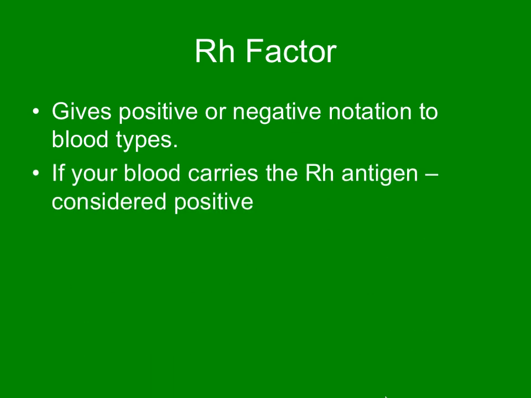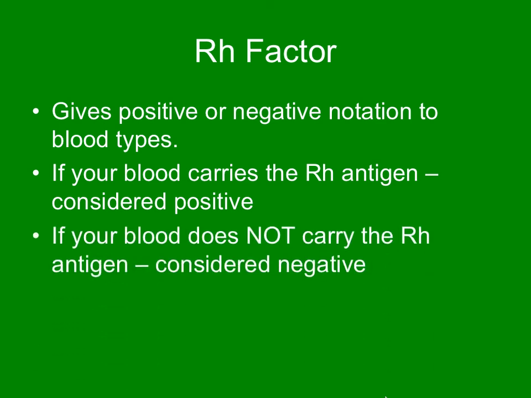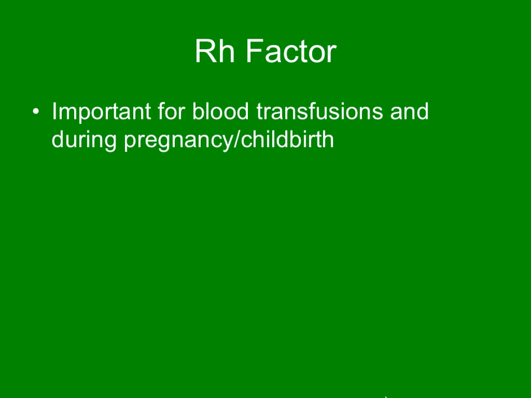Now, this is a different antigen than with your blood. Okay, so it's separate. If your blood cells have the Rh antigen on their surface, it's considered to be positive. If there is no Rh antigen there, then you're negative. So positive, it's there; negative, it's not. Now, this becomes important for both blood transfusions, and we'll talk about how this works, and during pregnancy or childbirth.